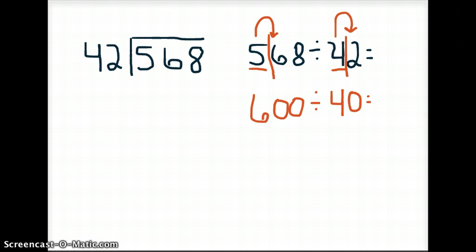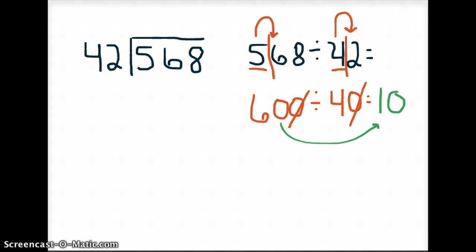The next step is to use our strategy of crossing off zeros. If we have a 0 here and a 0 here, we can just say that they equal each other out and just get rid of them. And now instead of 600 divided by 40, we have 60 divided by 40. And we ask ourselves, how many times can 4 fit into 6? Just one time. And then we bring over this 0. So 600 divided by 40 is 10.